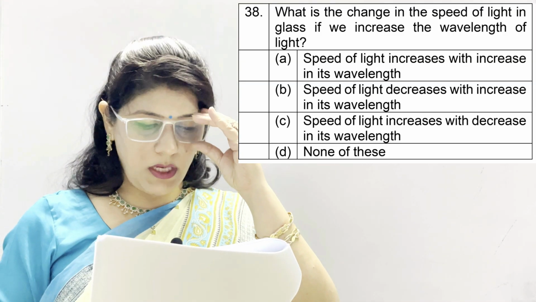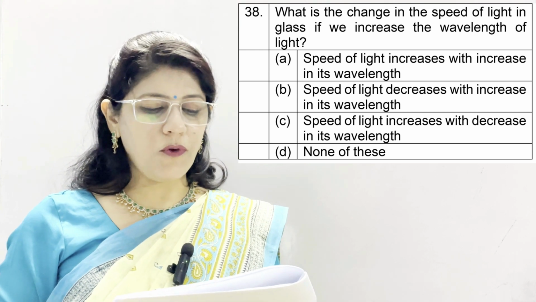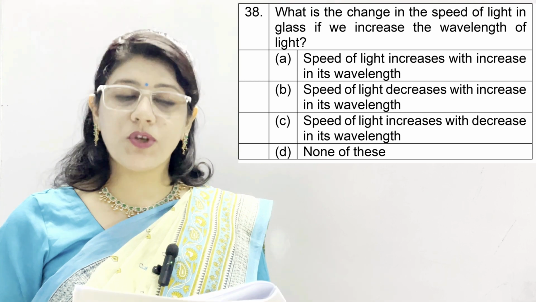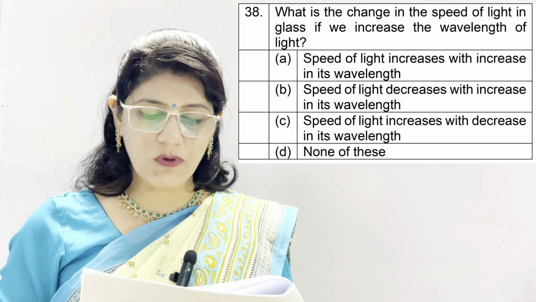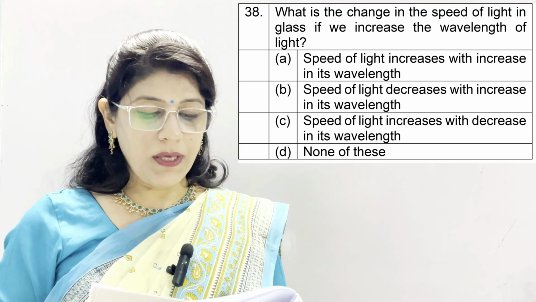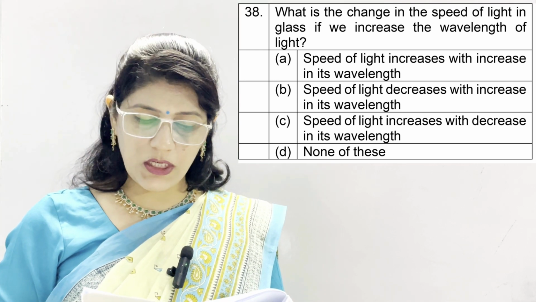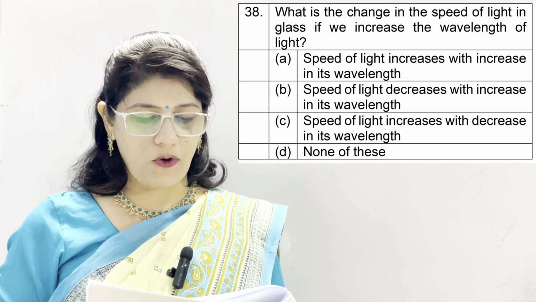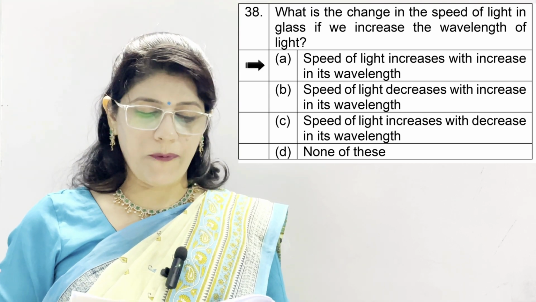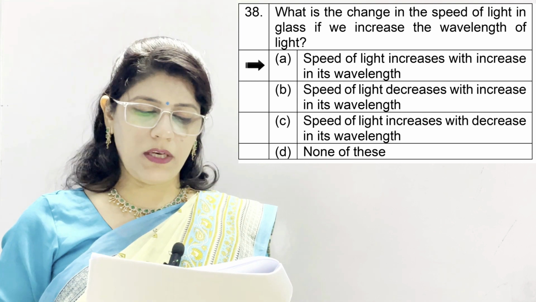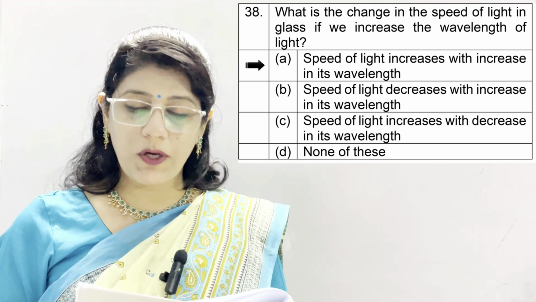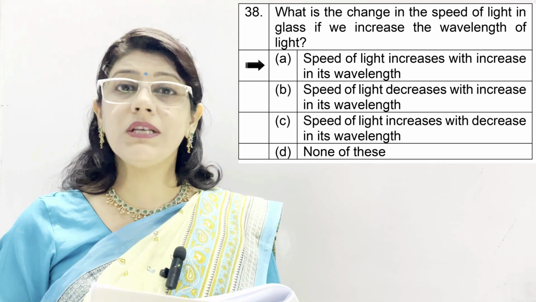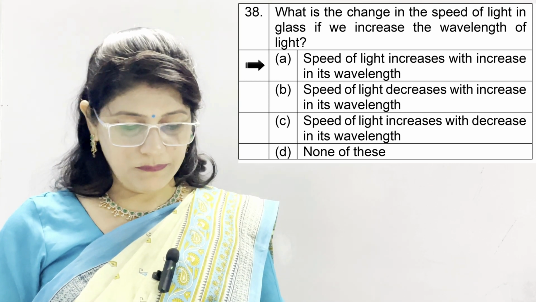In question number 38, what is the change in speed of light in glass if we increase the wavelength of light? Option A is speed of light increases with increase in wavelength. B is speed of light decreases with increase in wavelength. C, speed of light increases with decrease in wavelength, and D, none of these. The correct option is A, speed of light increases with increase in its wavelength, because speed of light is directly proportional to wavelength of light. Increase in wavelength means increase in speed of light.